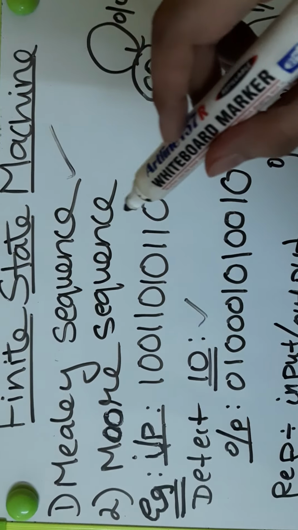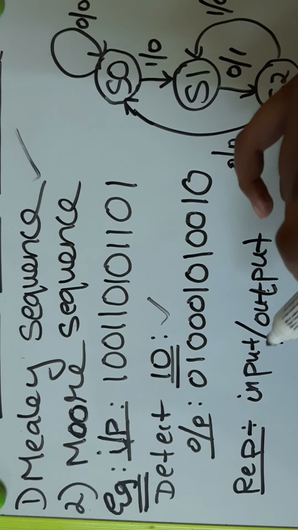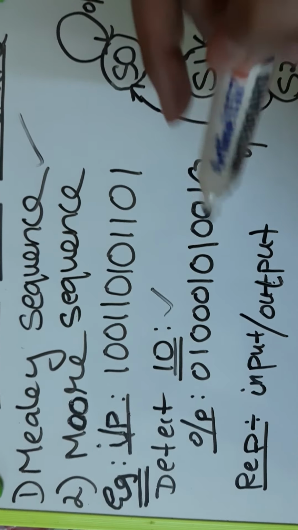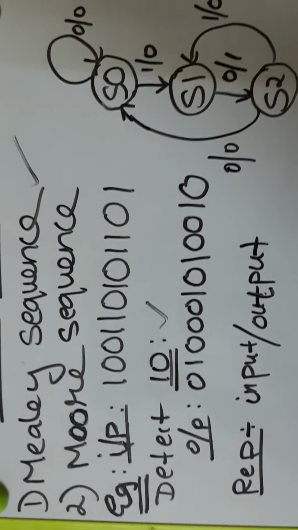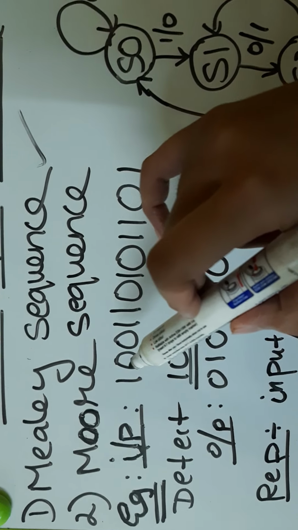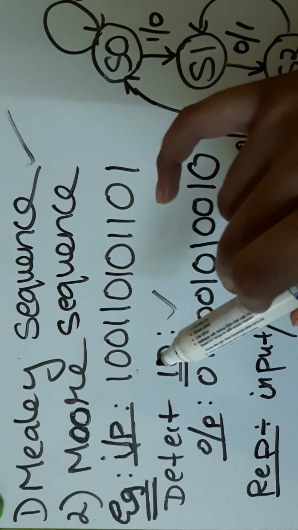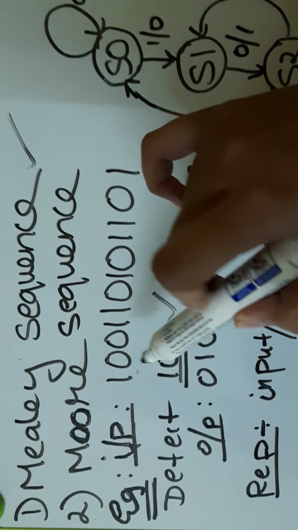Before that, I would like to tell one thing. Whenever we represent a state, we'll represent it by input / output. I'll tell you how that is used in the diagram. Now let's see. What we have to detect is 1, 0. So initially, if my input is 1, my output will be 0, because I have to detect 1, 0 and not just 1.